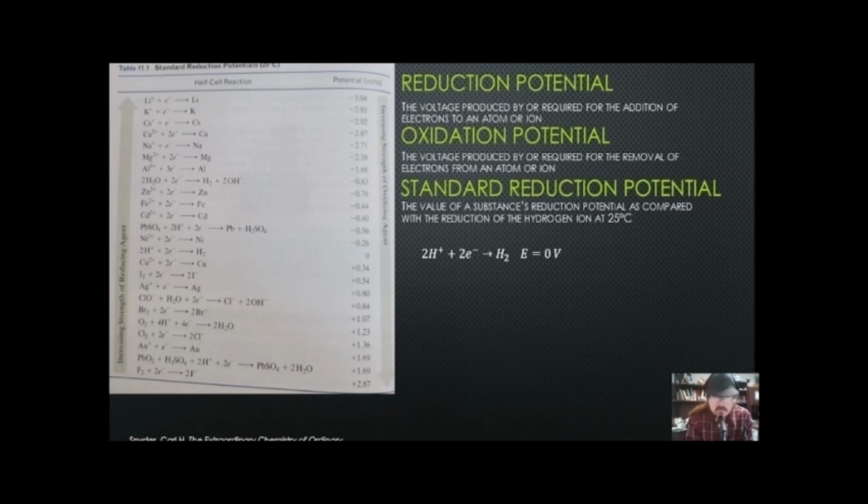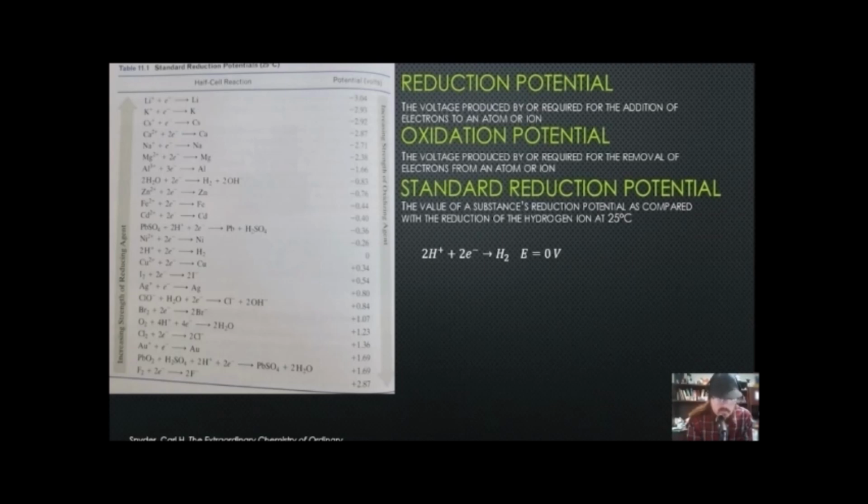And so the standard reduction potential is the value of the substance's reduction potential as compared to the reduction of hydrogen ions at 25 degrees. And all these numbers are tabulated. And from here, we can calculate how much voltage it takes to do this versus that. How much voltage does it take to go from here to here? As long as the temperature is the same, only positive voltage reactions will occur. Only ones where they have a net positive voltage.